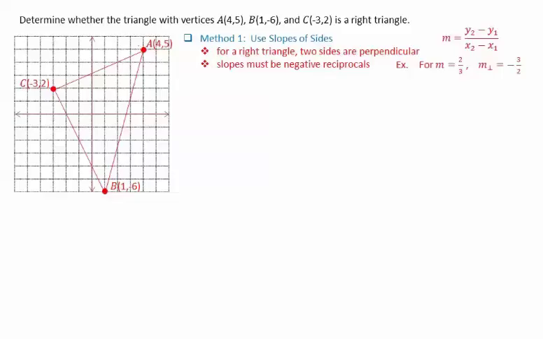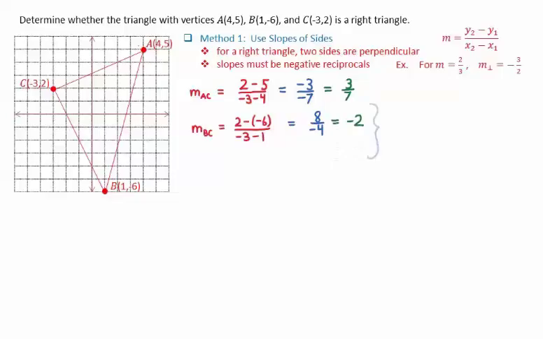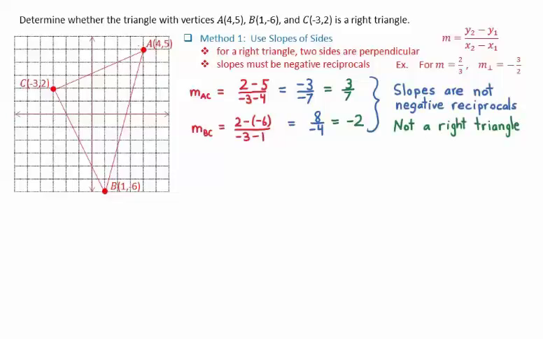Finding the slopes of line segment, first of all, AC, we take the change in y coordinates divided by the change in x coordinates. This results in 3/7. Then we look at line segment BC and find its slope, the change in y coordinates over the change in x coordinates. This is equal to 8/-4 or -2. Note here that the slopes are not negative reciprocals, therefore we can say that this is not a right triangle.